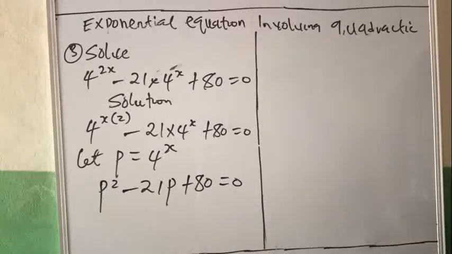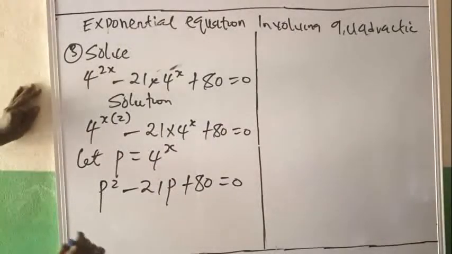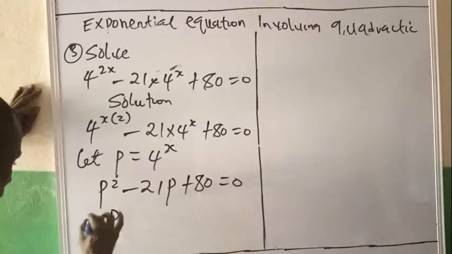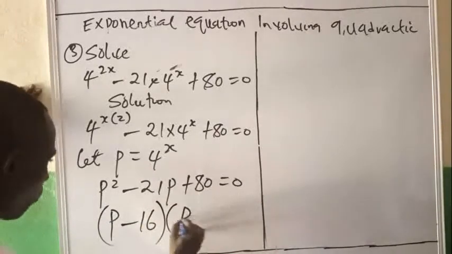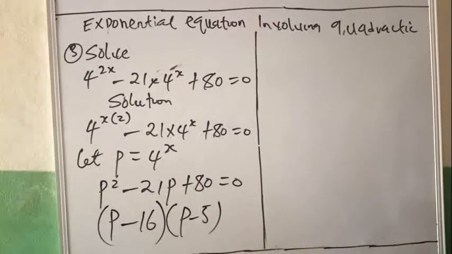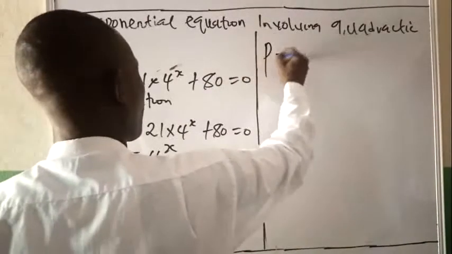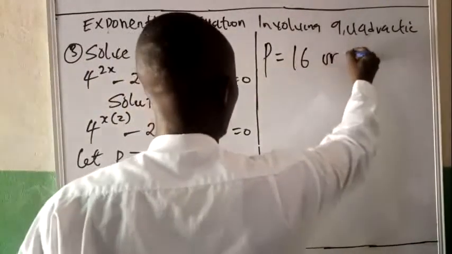Two factors are 16 and 5. Two numbers that will multiply to give you 80 and add to give 21. Factorize, you have P minus 16, P minus 5. So P will be equal to 16 or 5.